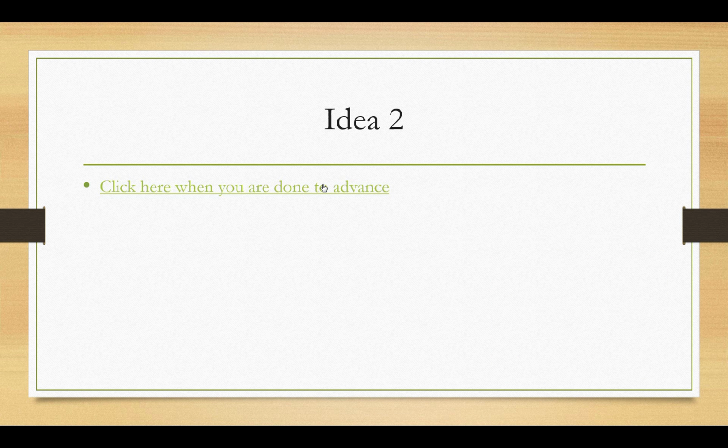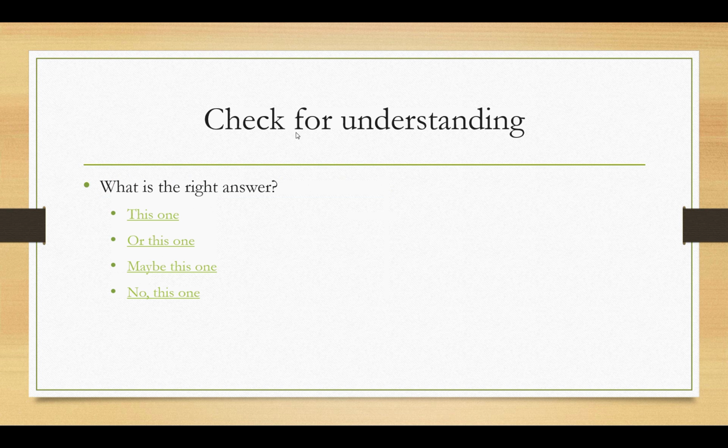Click to advance to the next slide. Idea 2, same idea. Click on anything you want. Again, left clicking, up, down, left, right. Nothing is advancing until I left click on this button. Right clicking gives them no options. Okay, so idea 3, they have to read it.